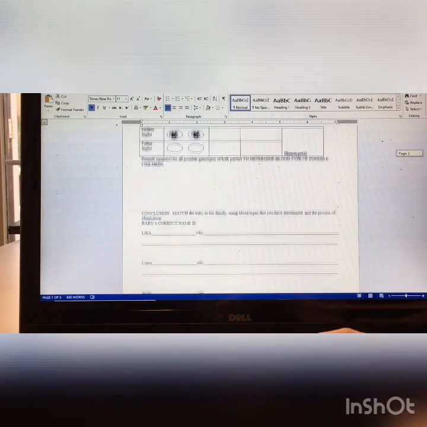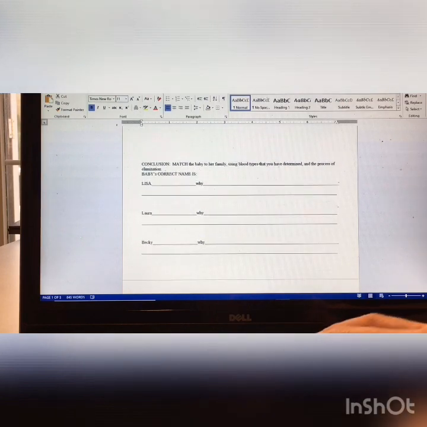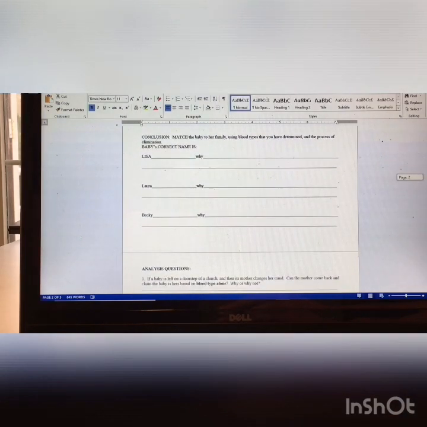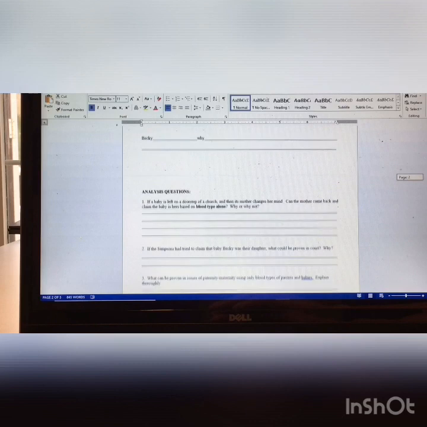So then it asks here, how do you figure out whose baby is whose? Students always ask me, can I say process of elimination? Only when you get to the third one. You can't start from the beginning. But by the time you get to the third couple and the baby, then you can say process of elimination.